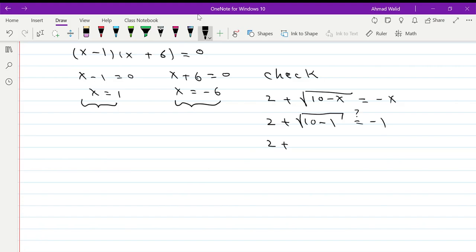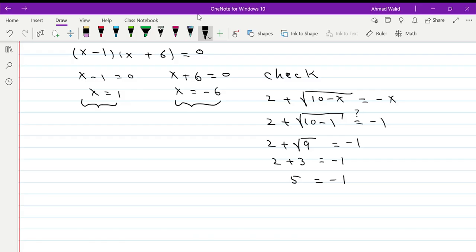We are checking. 2 plus 10 minus 1 gives you 9. Square root of 9 equals negative 1. 2 plus 3, square root of 9 is 3, equals negative 1. Correct? It means 5 equals negative 1. Is this the right answer? Of course, you see the left side and right side are not the same, so x equal 1 cannot be the solution for this equation.